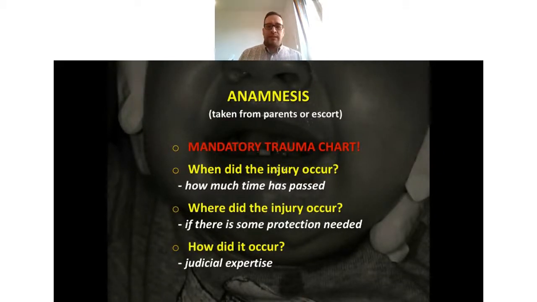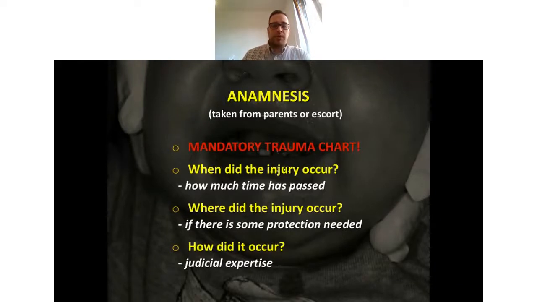You have to ask, when did the injury occur? It's important because in order to know how much time has passed, you will make a decision what to do with the patient and what to do with those teeth. Where did the injury occur? It's really important because sometimes with head injury, actually mostly with head injury, and if the injury occurred outside of the house, let's say, you have to prescribe antibiotics. So it's really important to know where it happened and how it occurred.